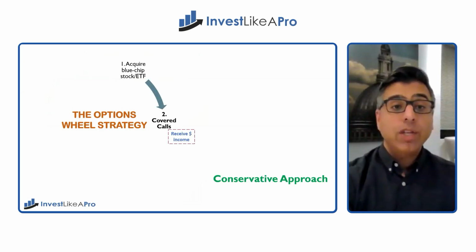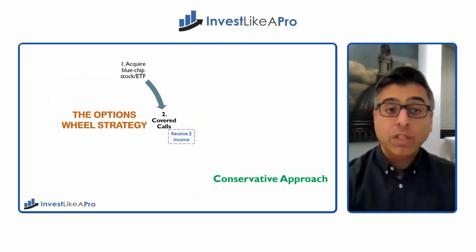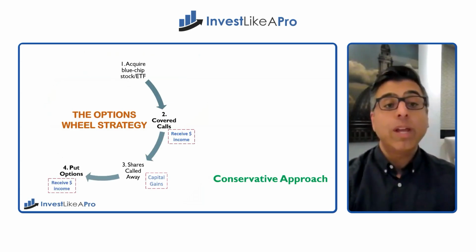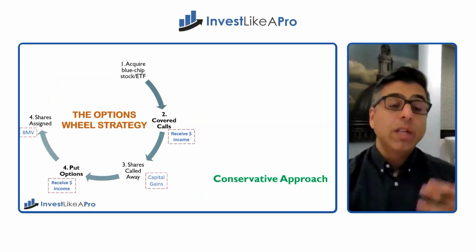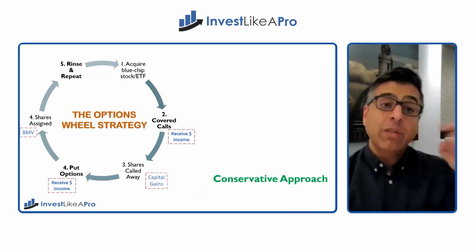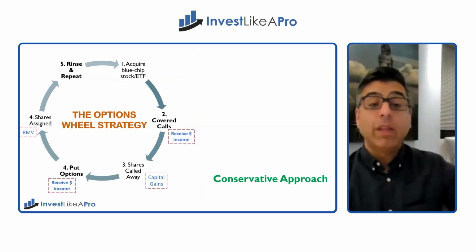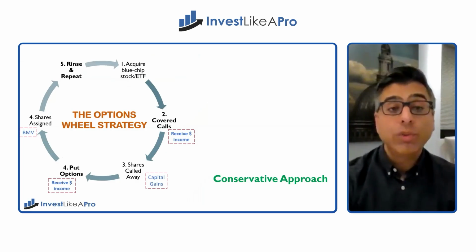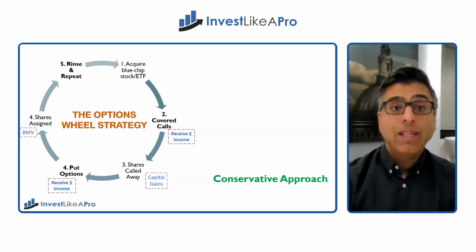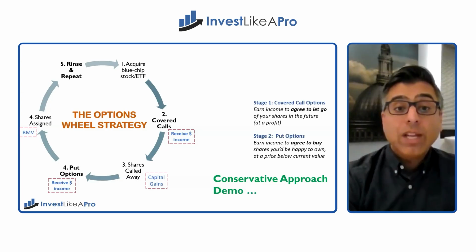Okay, so you acquire the shares, you receive income, you've just done the covered calls, they get called away, you sell put options, your shares get assigned, and then you rinse and repeat. You keep going around this wheel, okay? Sometimes going around this wheel takes a week. Sometimes it takes a month. Sometimes it takes 2-3 months, okay? But the key thing is you go around the wheel, and it's a really conservative approach. So let's just do that demo.